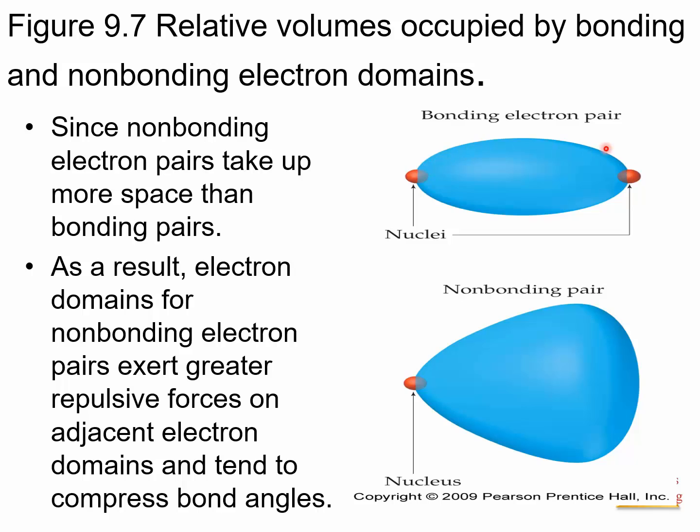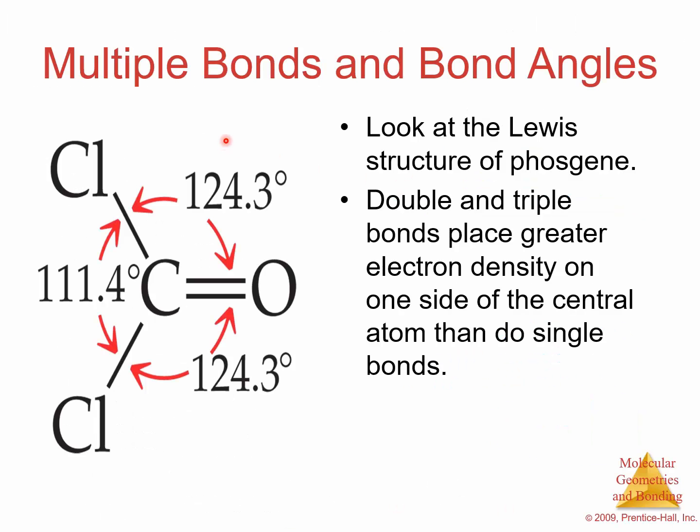Here we see a bonding electron pair and a non-bonding pair. Since non-bonding electron pairs, as you can see, take up more space than bonding pairs, as a result, electron domains for non-bonding electron pairs exert greater repulsive forces on adjacent electron domains, and this will tend to compress the bond angles, as we saw in the previous example. Now also multiple bonds affect bond angles.